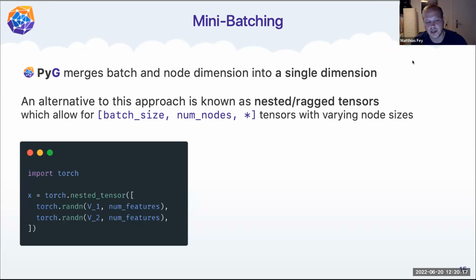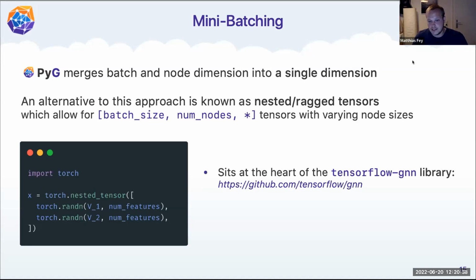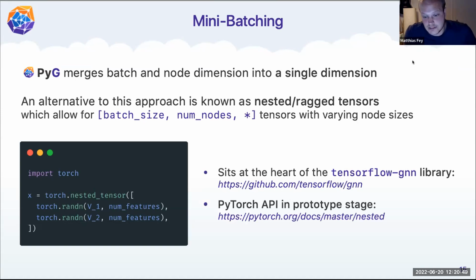And so if you look at the PyTorch package, it actually has support for nested tensors in the latest release, and you can create these nested tensors by just passing in a list of different individual matrices that potentially may have different sizes. I want to highlight that this sits at the heart of the TensorFlow GNN library. So if that sounds interesting to you, you should have a look at that package as well. And the PyTorch API for nested tensors is in prototype stage, and we hope to integrate that into PyG as well anytime soon.